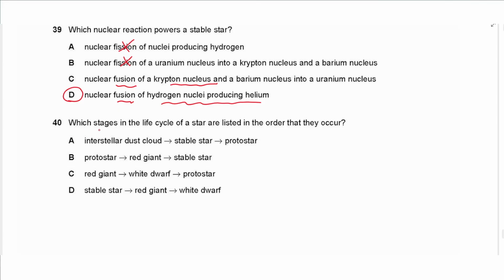Question 40 says, which stages in the life cycle of a star are listed in the order that they occur? Interstellar dust cloud, that's nebula, into a stable star, then protostar. No, these should be reversed. Protostar, then red giant, then stable star. These should be reversed. Red giant, white dwarf, then protostar. No, protostar, then stable star, then red giant. So it's not C, it's not B, it's not A. So the answer is D. Stable star, then red giant, then white dwarf.